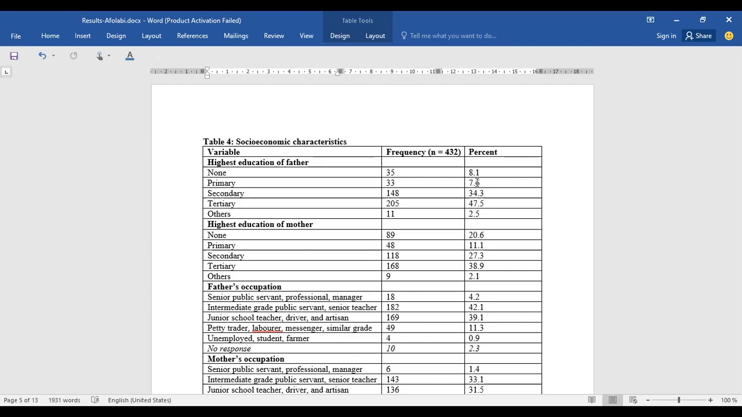Then objective 2, determine IQ. That's the intelligence of the adolescents. And those are the tables on IQ, tables 6 and 7. All right.